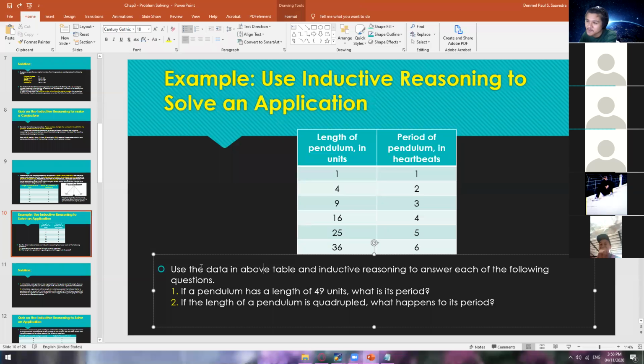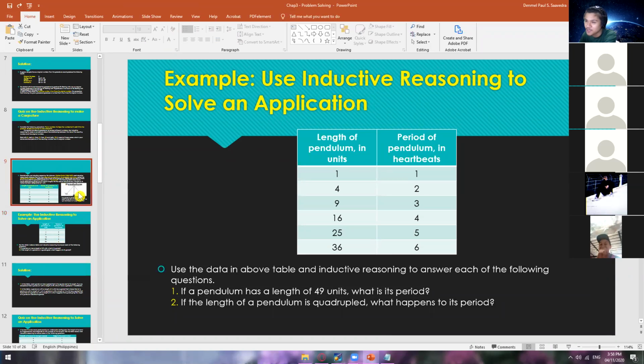Who's that? So use the data in the above table and inductive reasoning to answer each of the following questions. If a pendulum has a length of 49 units, what is its period? So nasagutan na natin to, kasi pinasagot ko na nga pala dito. So the next one is 49 here and then 7. But how about number 2? If the length of a pendulum is quadrupled, what happens to its period?